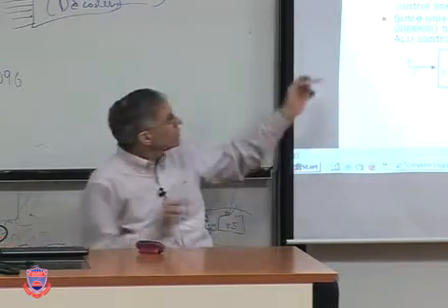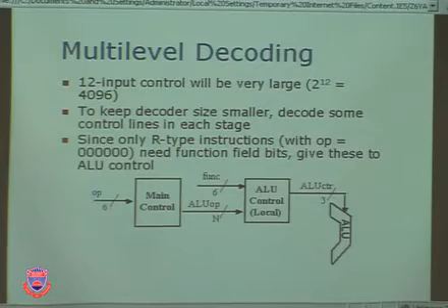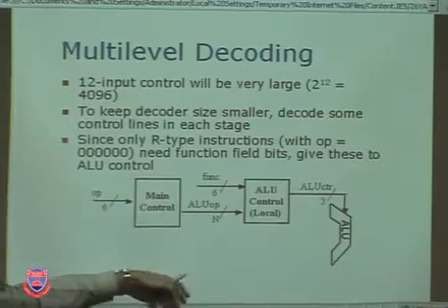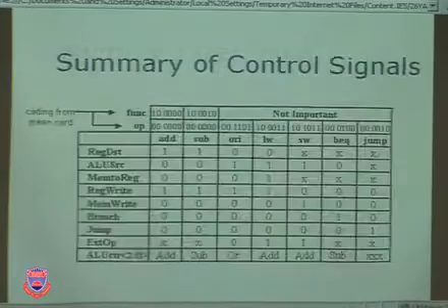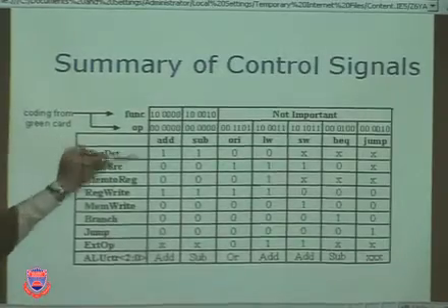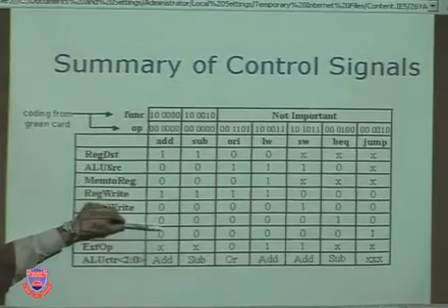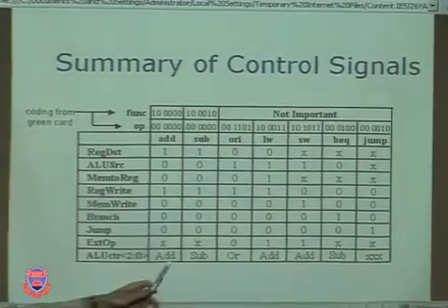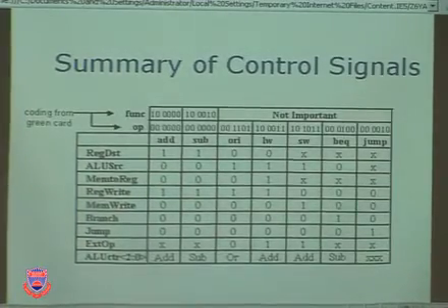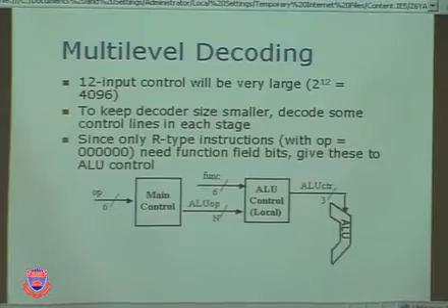So here we go. The 12-input control is going to be very large. To keep the decoder size smaller, we're going to decode some of the lines here and the other 3 here. So what are we saying? Let's go back to the table. These guys can be determined at the first stage, and these guys will be determined at the second stage. That's essentially what we're saying here.